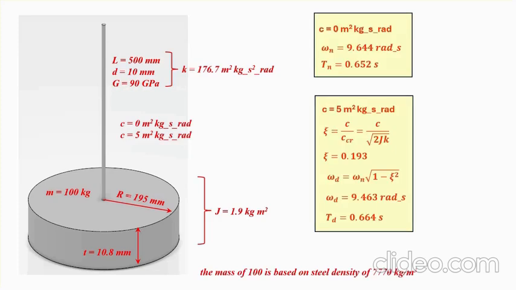If the damping is 0, then the natural frequency is going to be up there, and the natural period is going to be there. If there is damping, then you have to do a bit of calculation here, and you're going to get the damped period of 0.664.